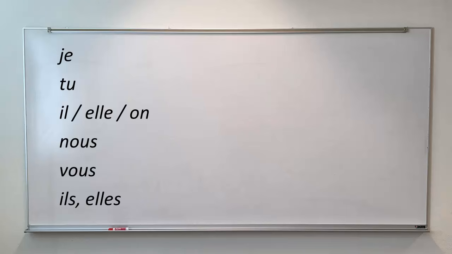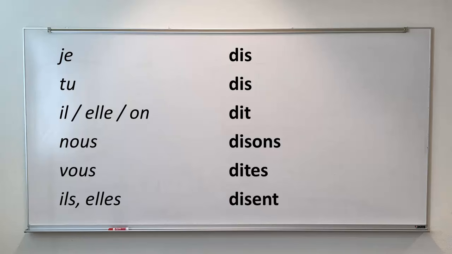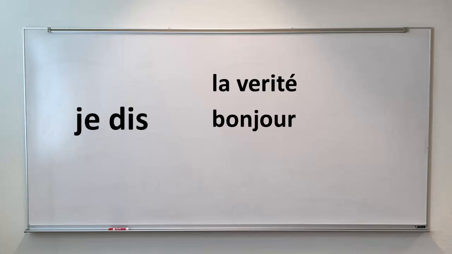So here we go. Je, if I want to say I say or I tell, je dis. Tu, you say or you tell, tu dis. He says, she says, one says, il, elle, on dit. We say, we tell, nous disons. You say, you tell, vous dites. And then they say or they tell, ils, elles disent. So we have dis, dis, dit, disons, dites, disent.